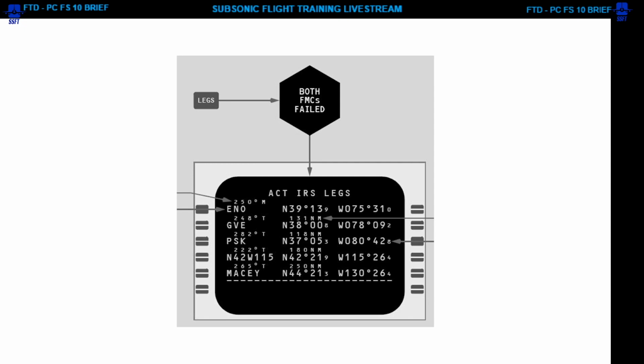And then how are we going to go to Papa Sierra Kilo? Well, we don't have LNAV anymore, so we have to use heading select. So we could set our heading bug to go to Papa Sierra Kilo. But there's no LNAV, there's no VNAV, there's no auto throttle. And we lose a lot of our nice pages that we had as a convenience. All that stuff's gone when you're dual FMC.